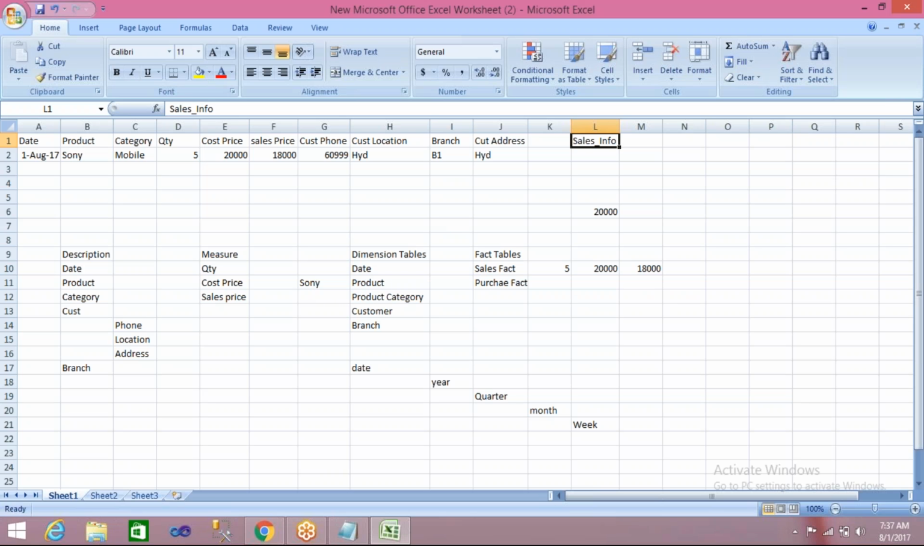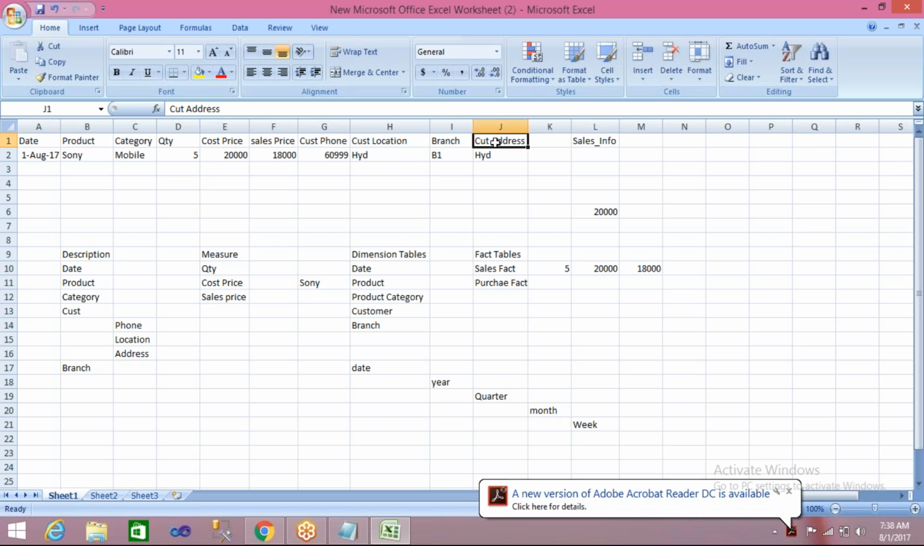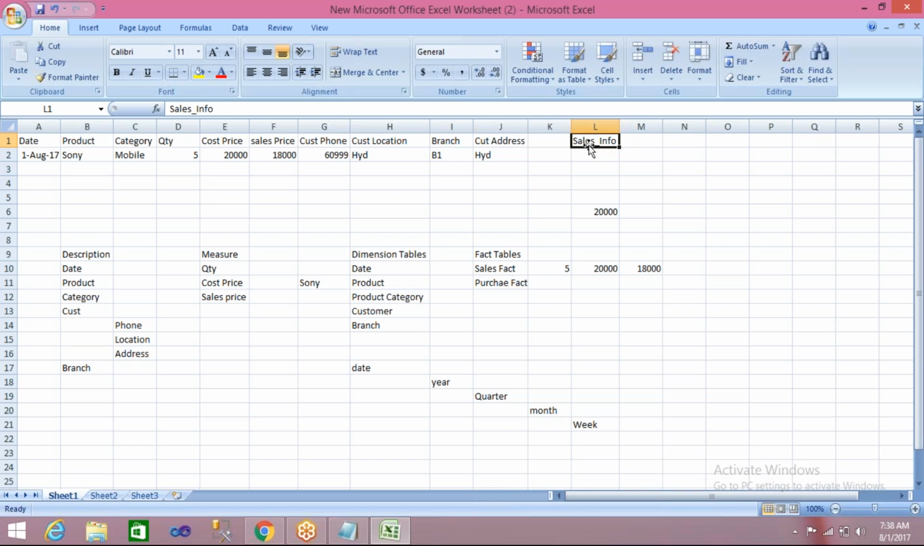So SSIS needs to interact with the sales information table, and whatever columns we require. Let us say for the customer dimension table, we require these three columns. So from the sales information table, we will try to pull these three columns. We can write any query like select these three columns from sales information, or else straight away you can select your table, and whatever columns you want to select, you can select in the SSIS component, and you can map those columns to the branch table to load the data.